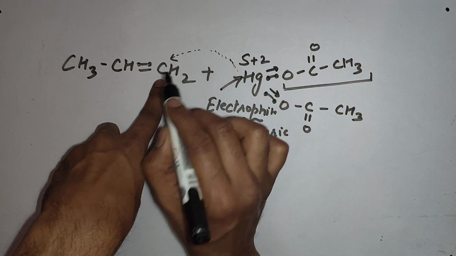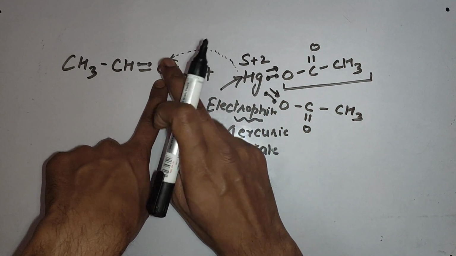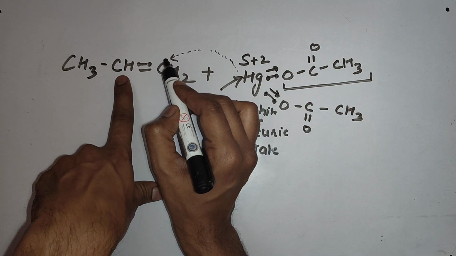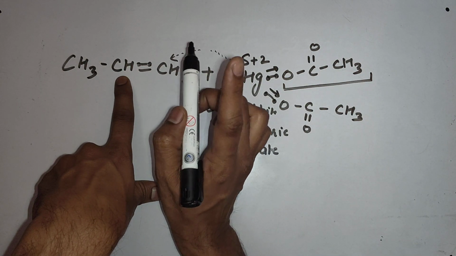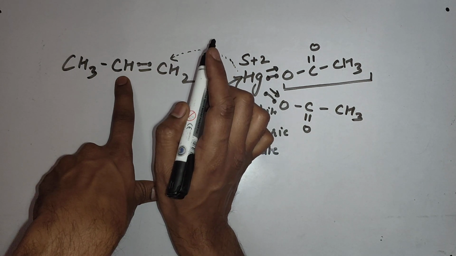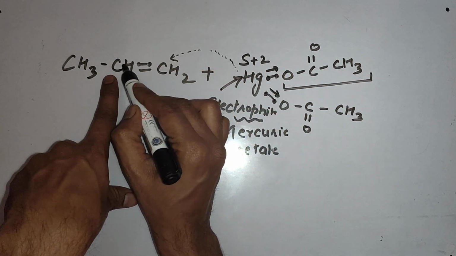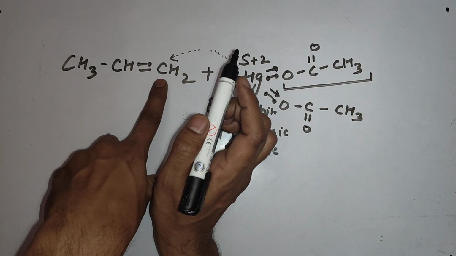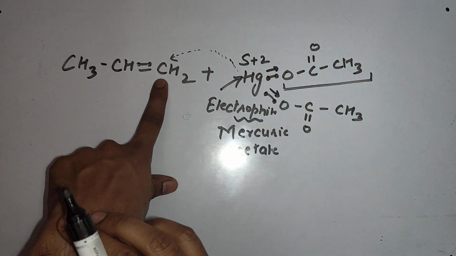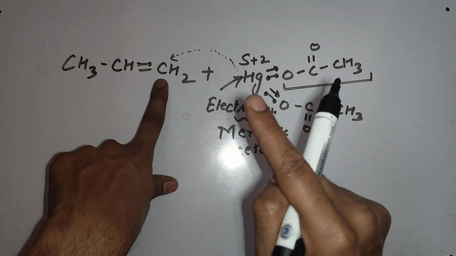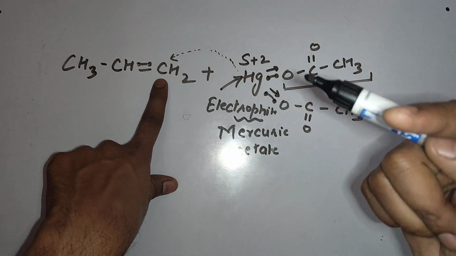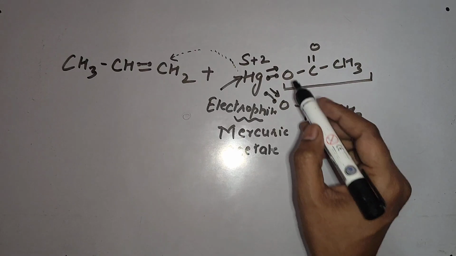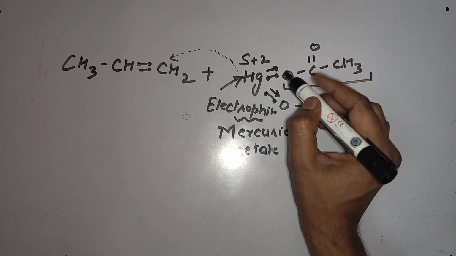Reason, Markovnikov rule, because after attacking this carbon, when pi electrons will shift toward this carbon, 2 degree carbocation will generate, which is better as compared to 1 degree carbocation. If mercury attack this carbon, pi electrons will shift this side and carbocation generated will be 1 degree. So reaction always prefer 2 degree carbocations over 1 degree because 2 degree carbocations are more stable as compared to 1 degree.